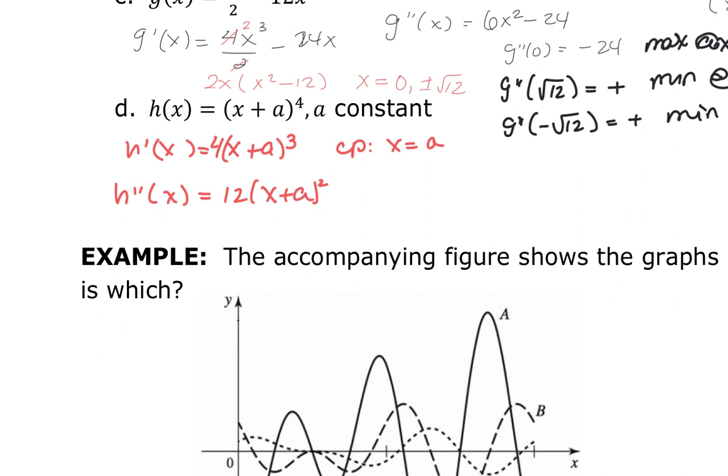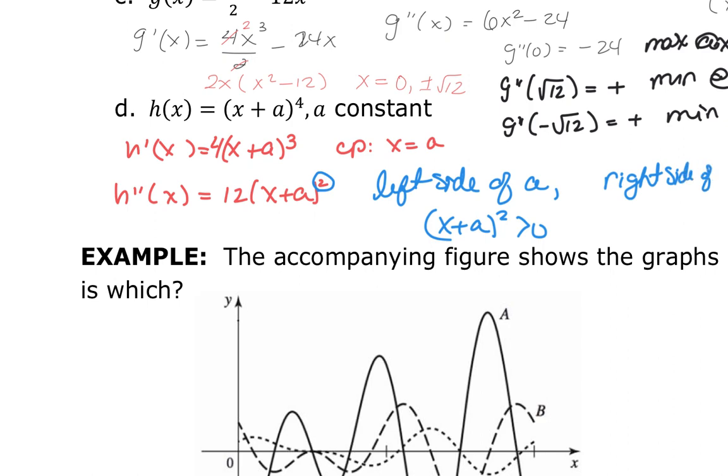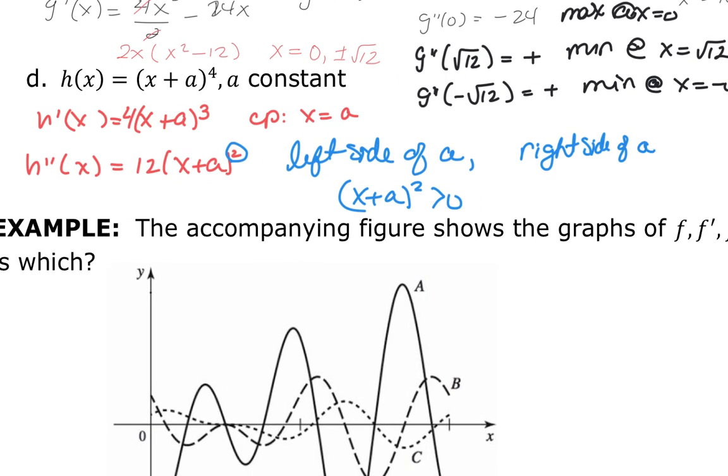So if I put something on the left side of a, whatever a is, it doesn't matter what a is, because I'm going to be squaring it, it's going to be positive. So if I have the left side of a, x plus a, the quantity squared, is greater than 0. If I have something on the right side of a, then I'm going to have still x plus a, the quantity squared, is greater than 0.